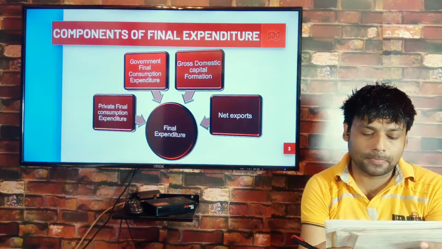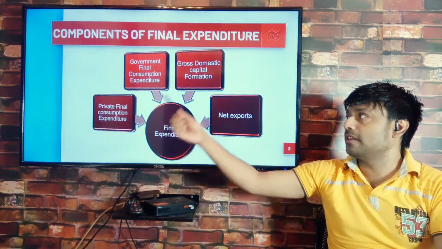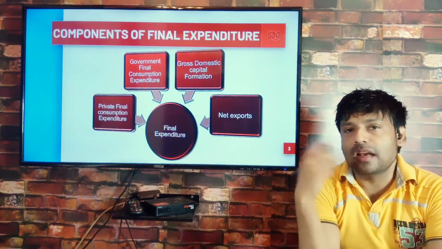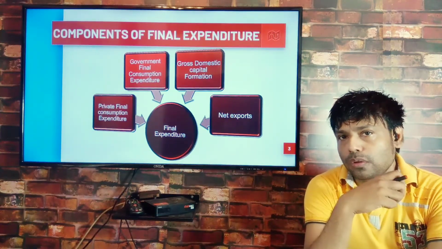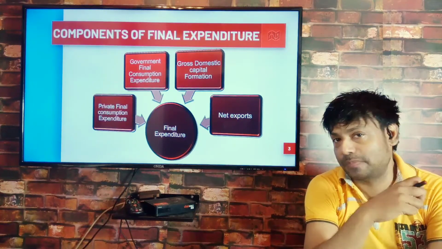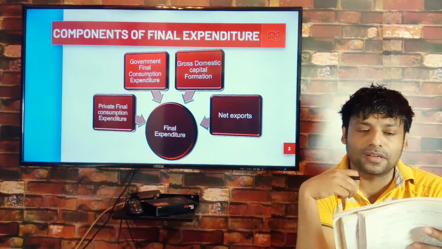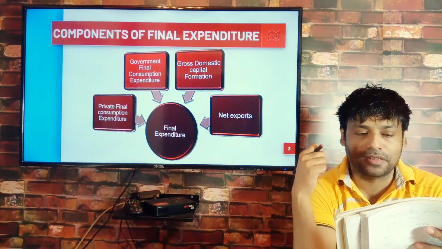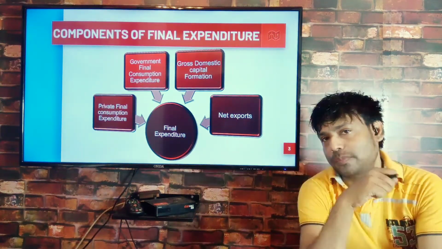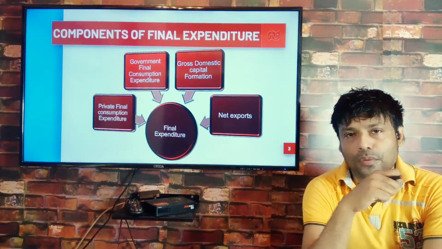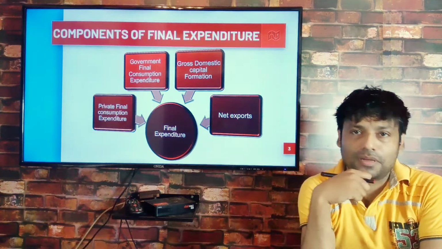Next, now I am going to show you different components of final expenditure in an economy. As you can see on the screen, I have mentioned 4 components of final expenditure, and they are private final consumption expenditure, government final consumption expenditure, gross domestic capital formation, and net exports. Now let me give you a briefing on these 4. First of all, private final consumption expenditure.